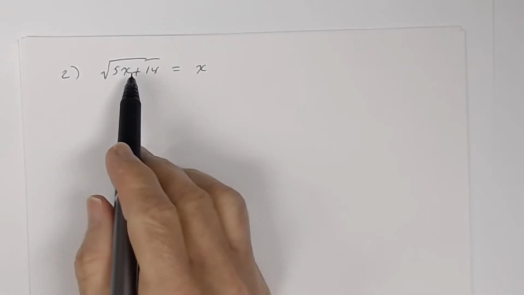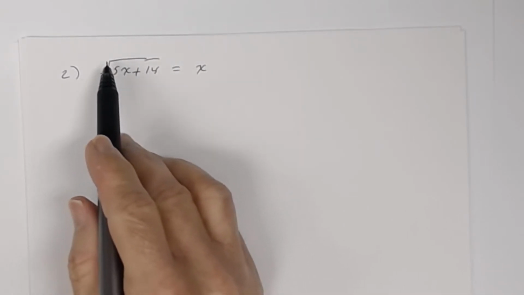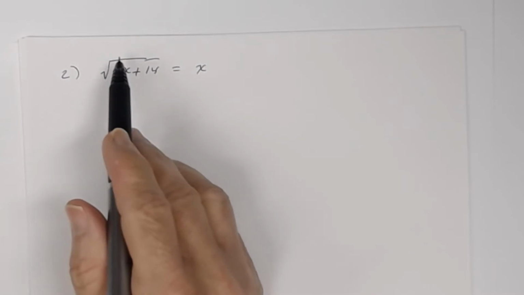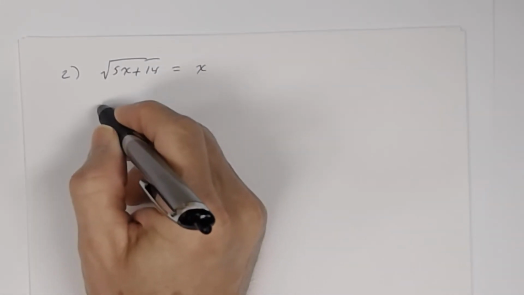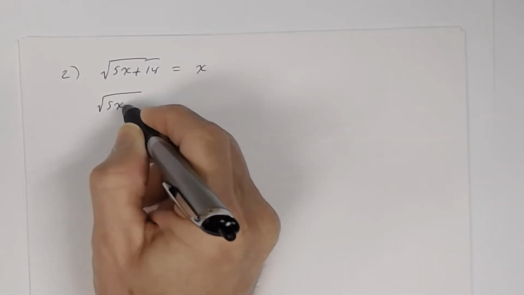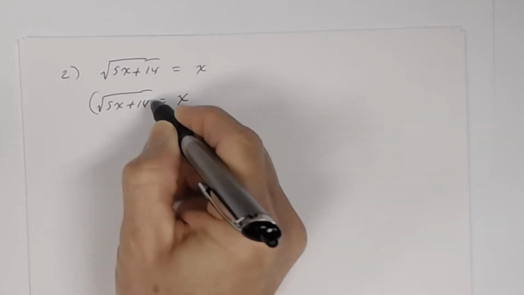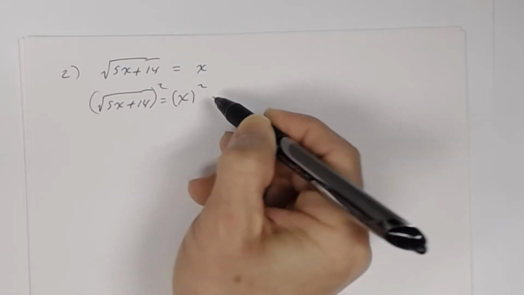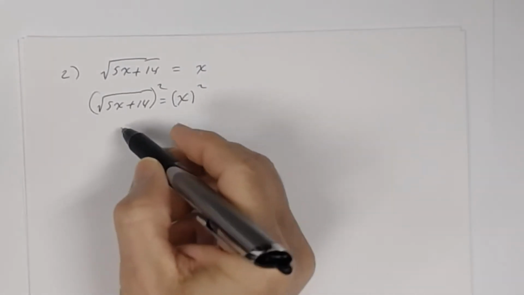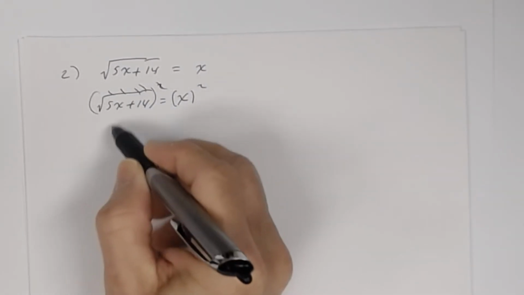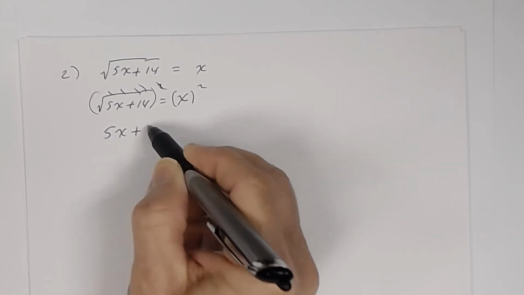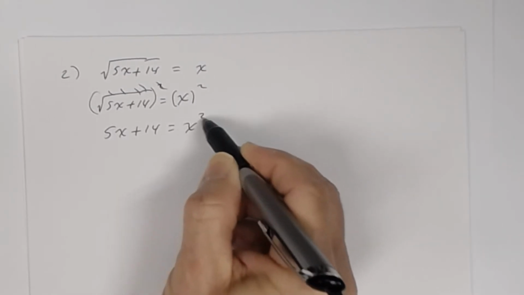So right away, if I want to get rid of that square root symbol, which you do, you're going to square both sides. So I'm going to rewrite this over, and we're going to square both sides. Just like this, you have to show that part. You have to show that you're squaring both sides. The square and the square root undo each other, so I get 5x plus 14 is equal to x squared.